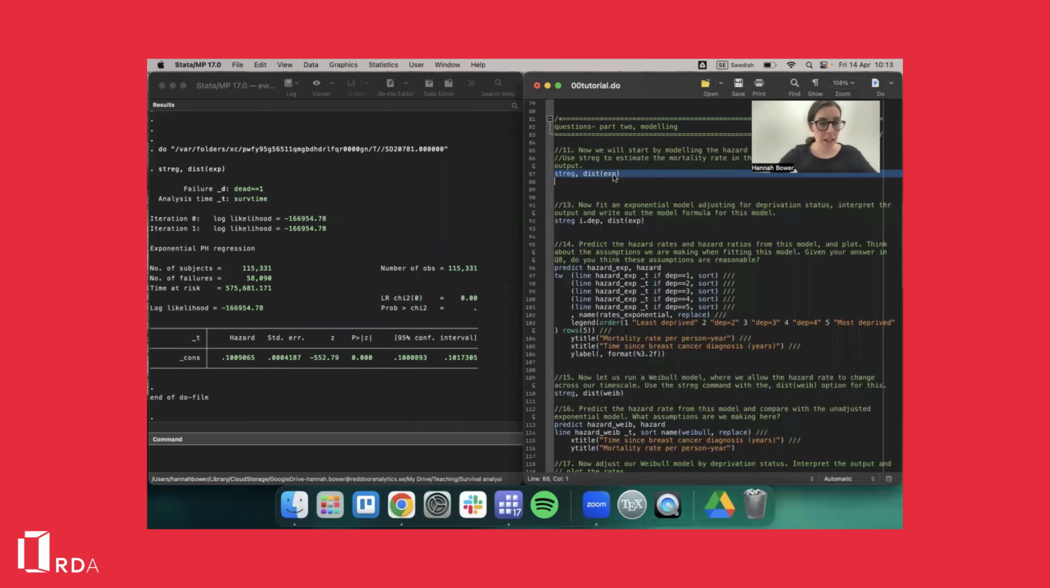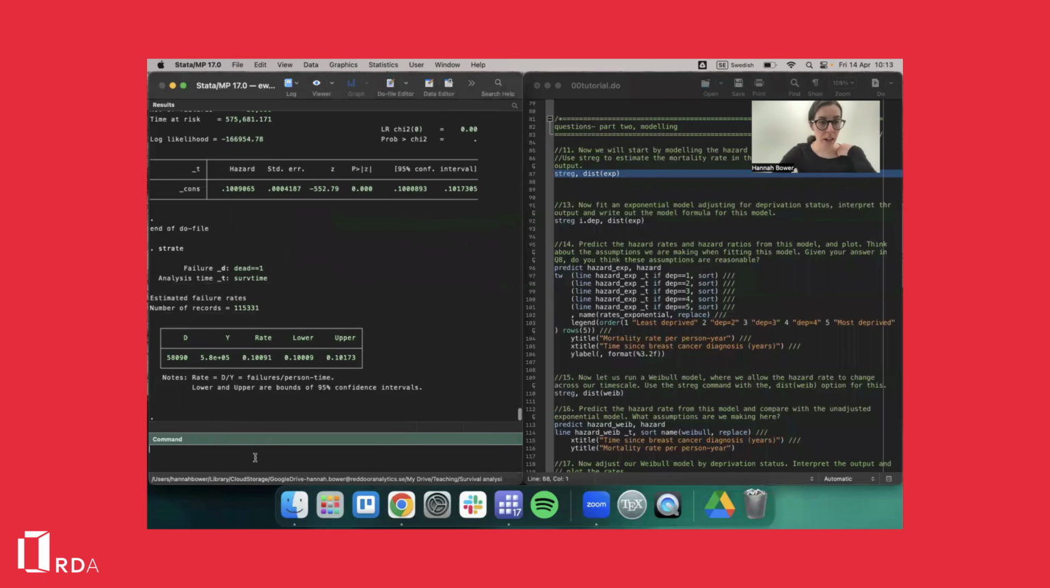And here we can see that we have the following output where we have only an underscore cons here and hazard. So this gives us the hazard rate across the whole of the population. So we should see that it's the same as if we write sdrate here, and we see that it is exactly the same as the rate that's output here. So it's just the rate across the whole of the time scale for the entire population.